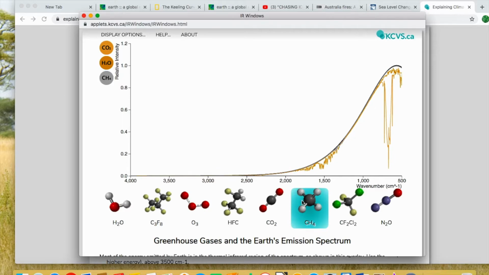There's also methane in the atmosphere. It has an effect over here. Nitrogen dioxide, also a greenhouse gas. These four are the major greenhouse gases in our atmosphere. There's others, these CFCs right here.